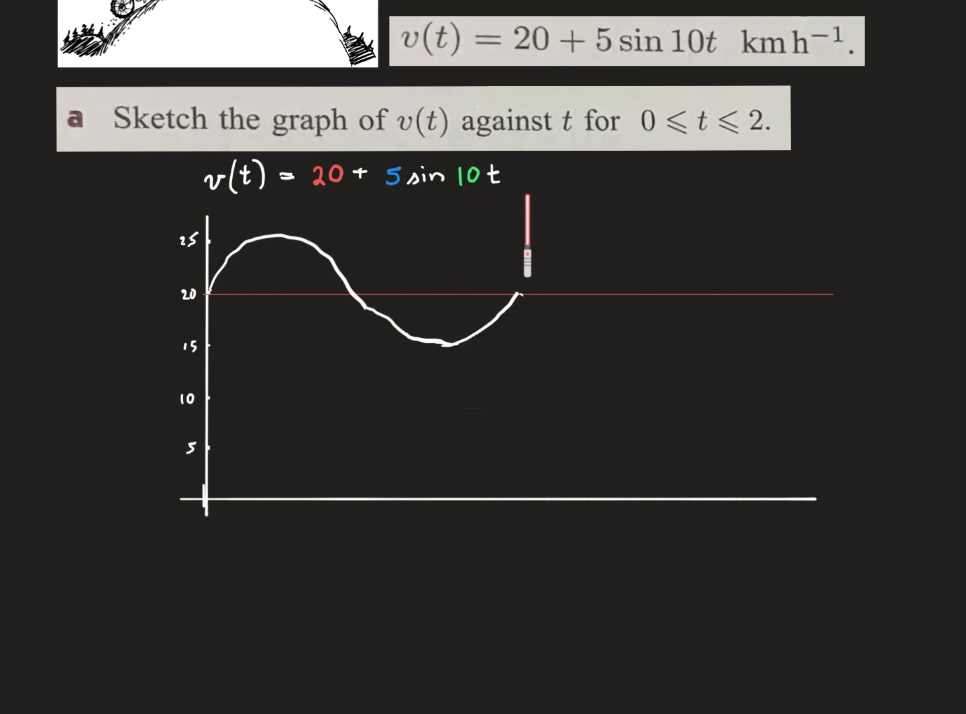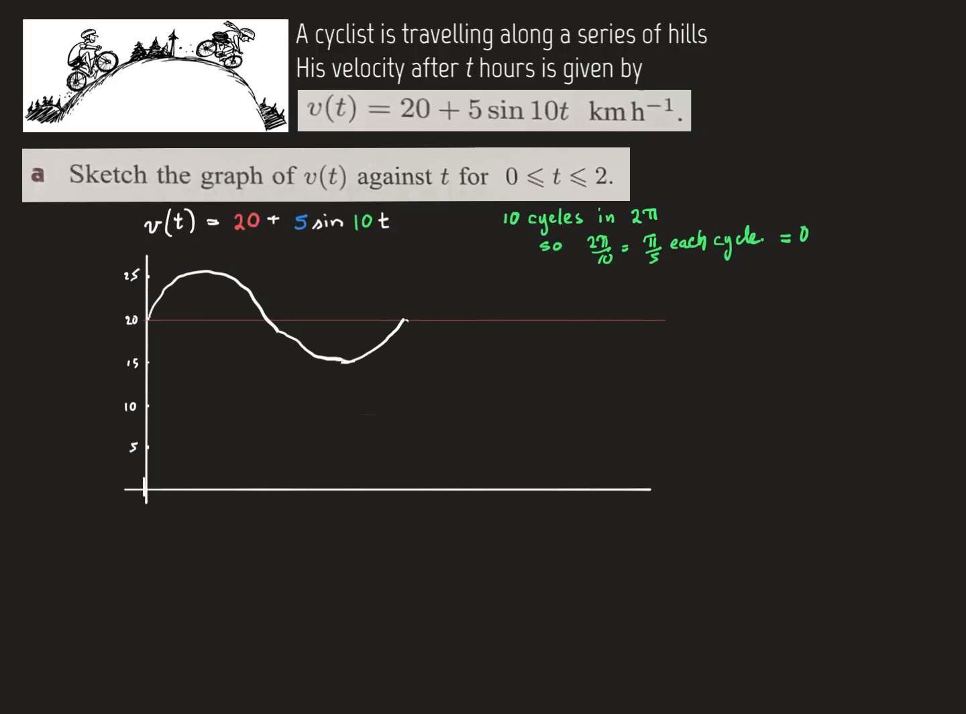And the 10 indicates that there are going to be 10 cycles in 2 pi. So if we divide 2 pi by 10, that gives us pi over 5 for each cycle. And this will equate to 0.6283, and so on. So we need to know that because we want to sketch this up to 2.